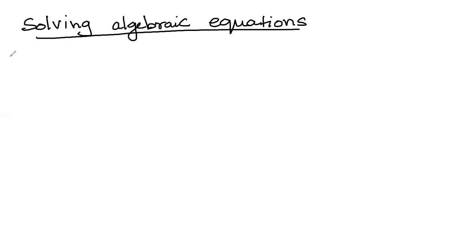So let us take one question: 2x plus 3 equal to 11. When we say solve, that means we have to find the value of the variable. Here we have x as the variable. We have to find the value of x in such a way that LHS is equal to RHS. LHS is nothing but left-hand side, okay? So the left-hand side has to be equal to the right-hand side.